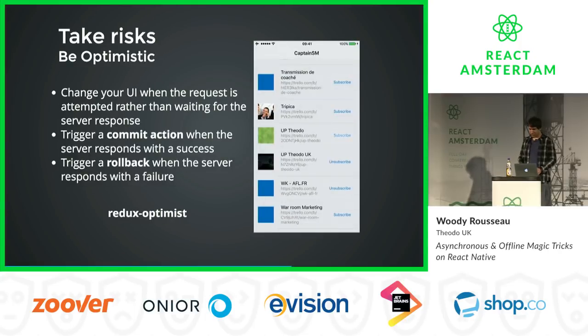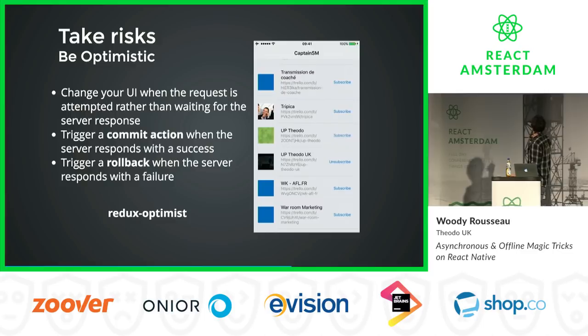Once you've done that, you can start taking risks. And the main strategy today for writing and offline apps is to be optimistic. And this is what Twitter is doing. This is what I've done in this small app that we're using to basically monitor Trello boards and get notifications when developers do some stupid things.